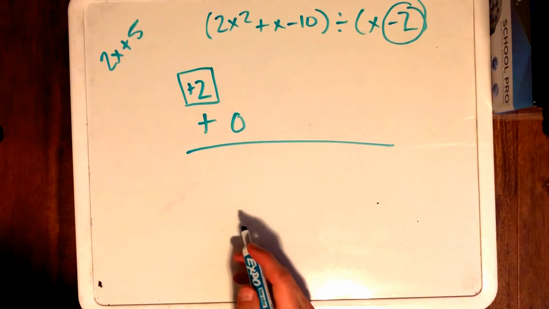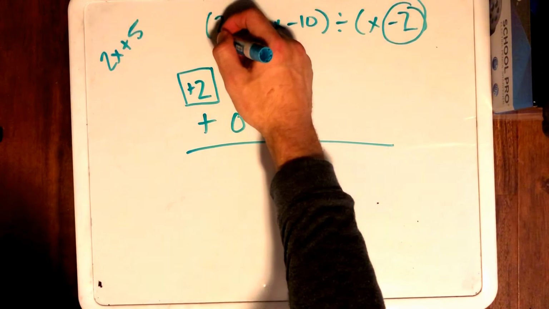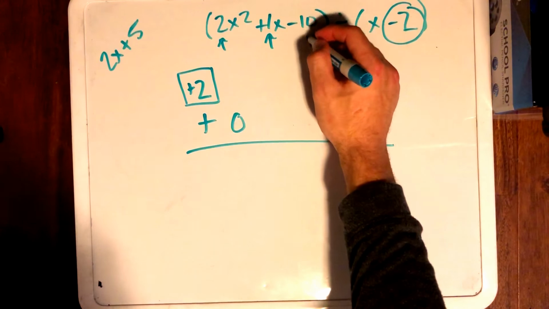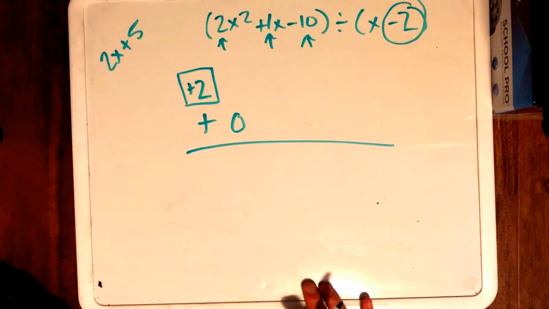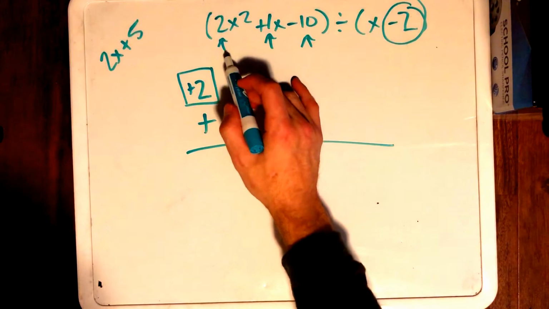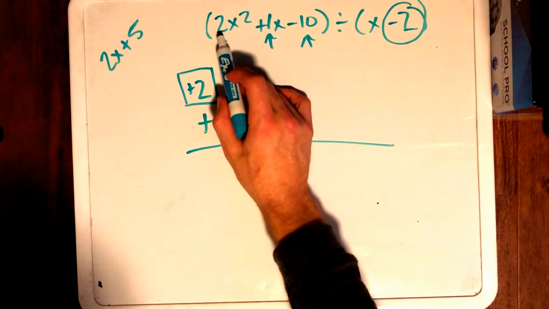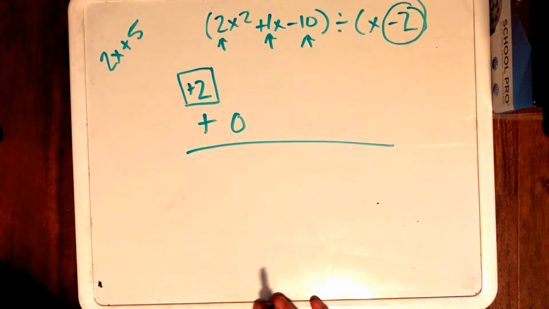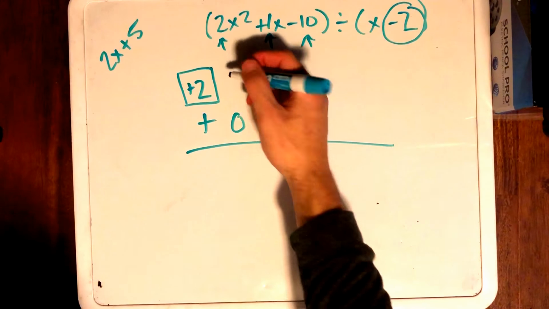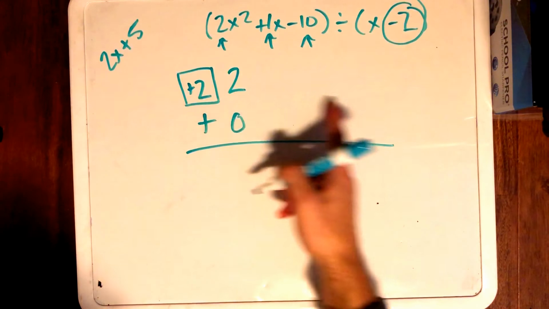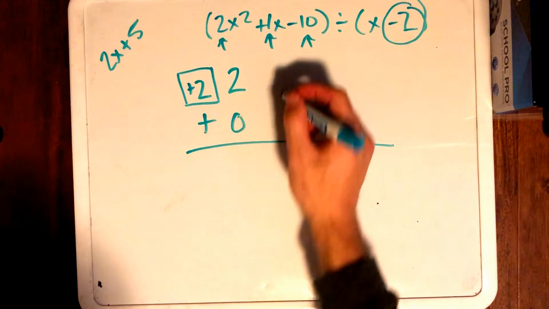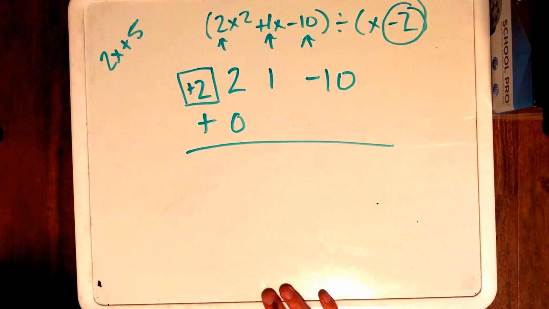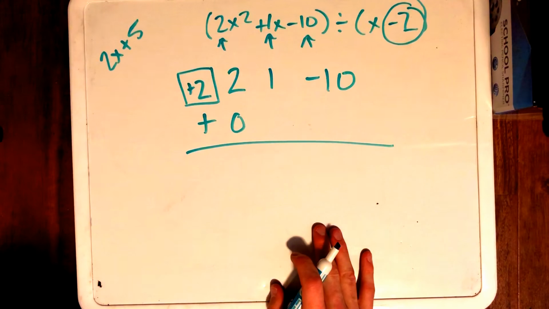Now the way that we're going to fill out the rest of this problem is by looking at the coefficients of each term. There's an invisible 1 here, and then a negative 10. If you remember the quadratic formula, we labeled these with a, b, and c. So our x squared, this 2 would be our a, 1 would be our b, negative 10 would be our c. In a similar way, we're going to take those numbers and put them in the same row as our plus 2 that we just put here. So we have a 2, we want to leave a little space, we're going to put a 1, and then we're going to put a negative 10. Now we're set up and ready to do our synthetic division.